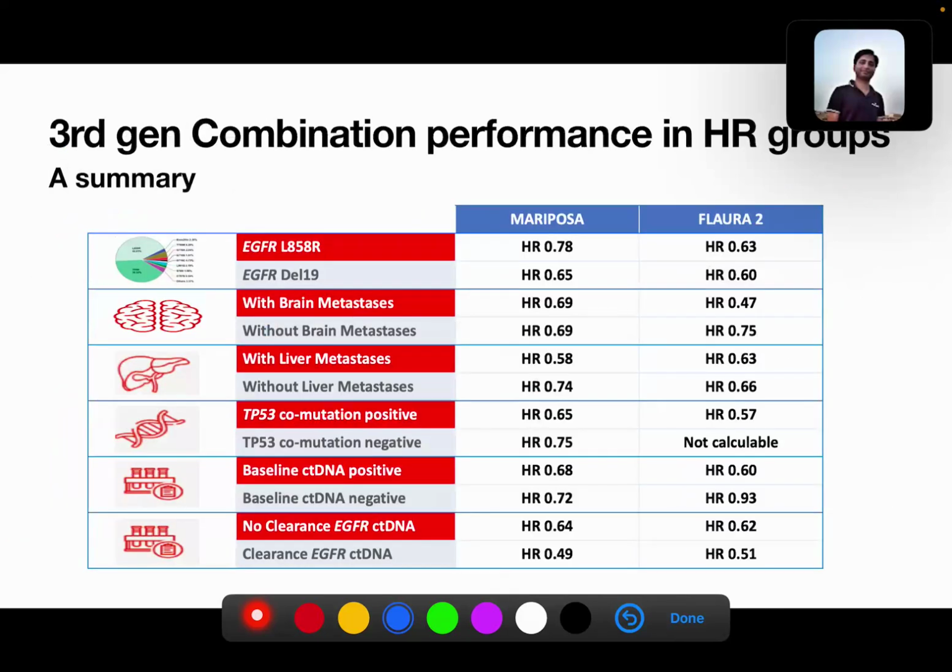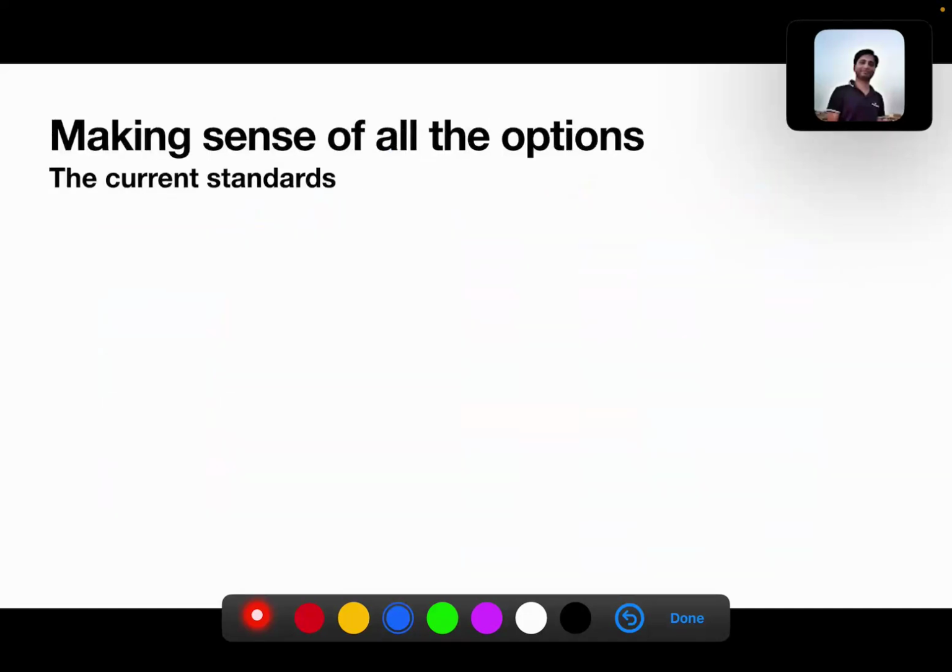So coming in to summarize these third generation combination therapies, MARIPOSA with amivantamab and lazertinib and FLAURA2 with chemotherapy plus osimertinib showed improved outcomes in the poor prognostic subgroups that we talked about earlier. So EGFR L858R showed improved outcomes. Brain mets showed improved outcomes. Liver mets, TP53 co-mutation, baseline ctDNA positive, etc. All these poor prognostic subgroups showed improvement in survival.